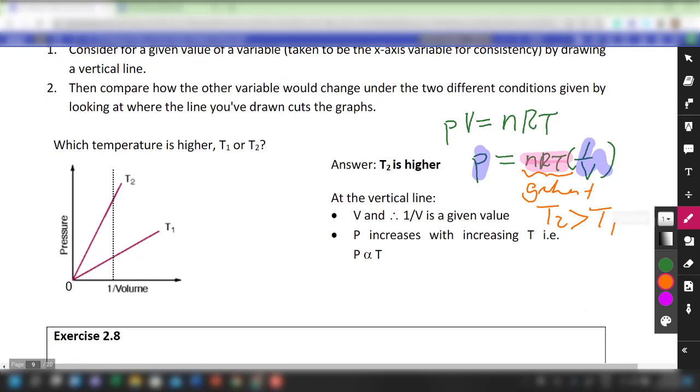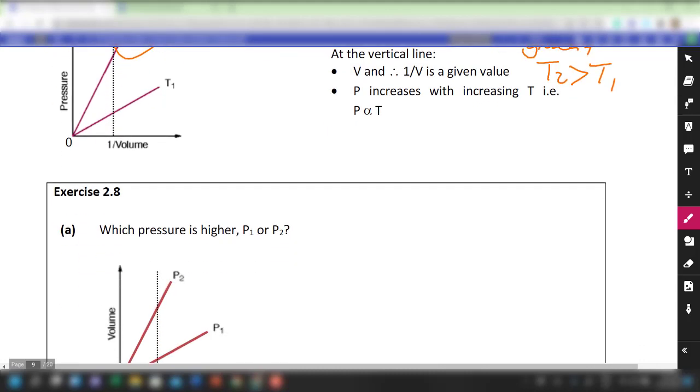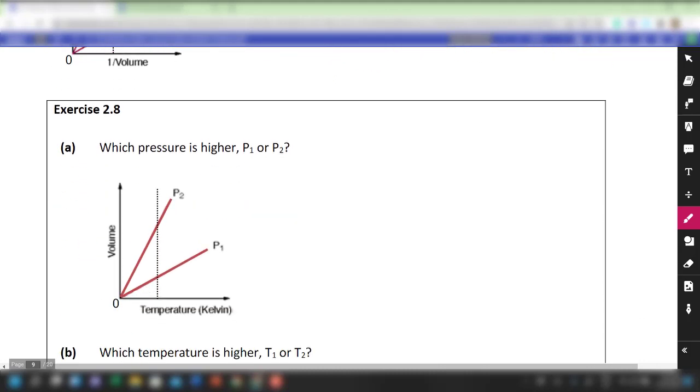Because thermodynamic temperature can only take on a value above 0. So if it's a greater value, that means that numerically it's larger in terms of magnitude, and therefore the gradient is steeper. So T2 is greater than T1. So this is of course of a higher temperature. This is the logic which you need to go through in your mind.